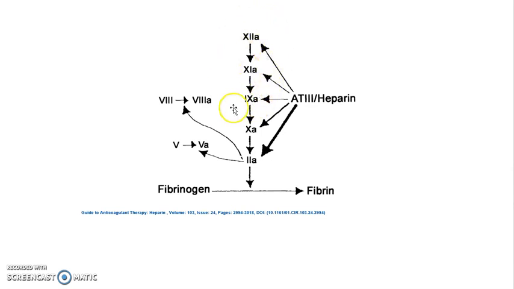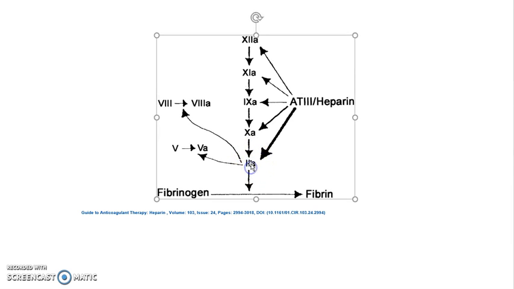The APTT pathway, or the intrinsic pathway. And then we have factor 10A, factor 2A, which is prothrombin.